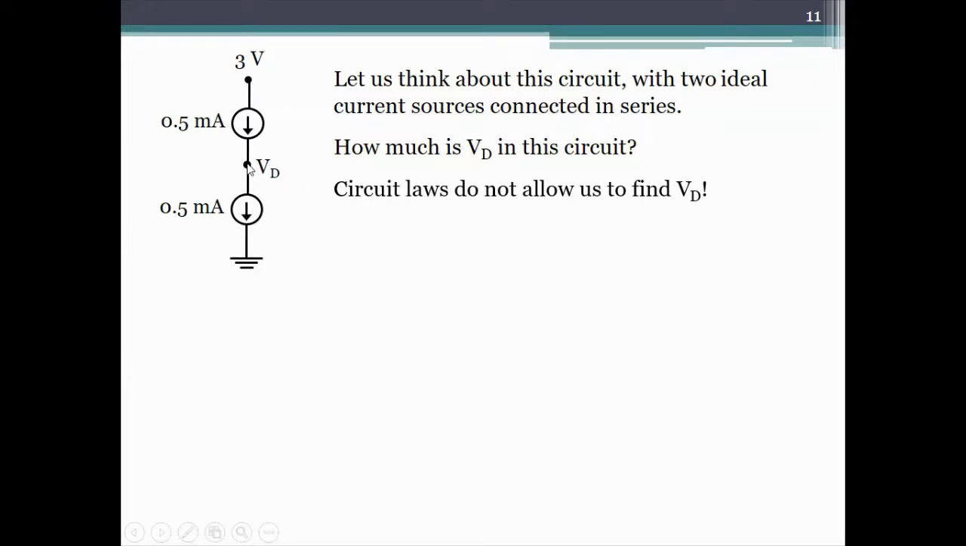VD can be 0, it can be 3. For all we know, it is 5, it can be 25 also. There is nothing to prevent it from being anything at all. No circuit law is violated by VD being any value whatsoever. So our answer is we don't know. The answer to the question what is VD is we don't know.